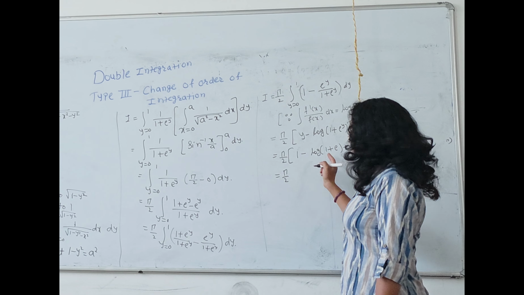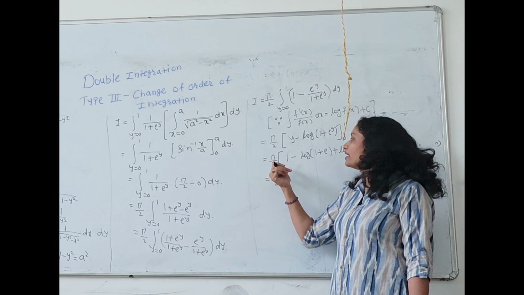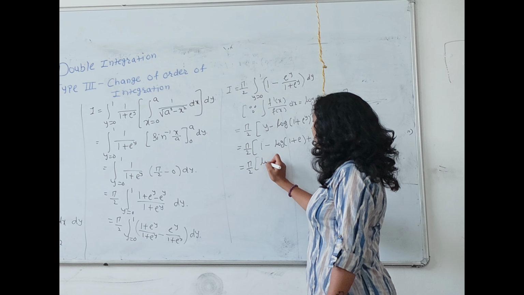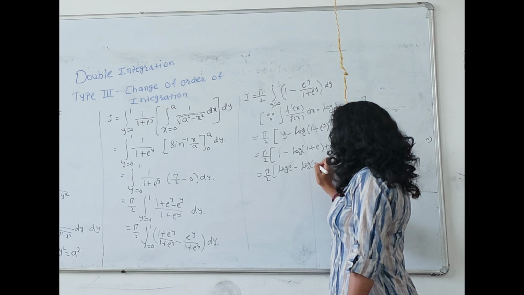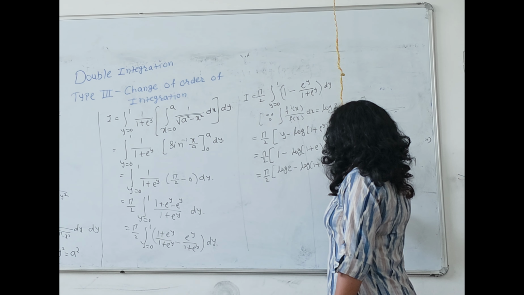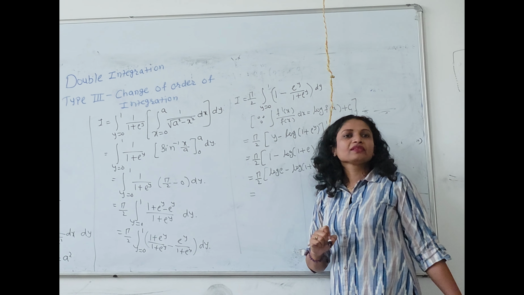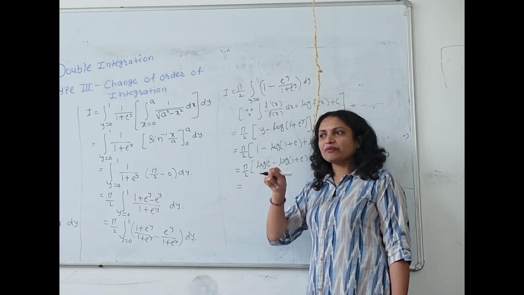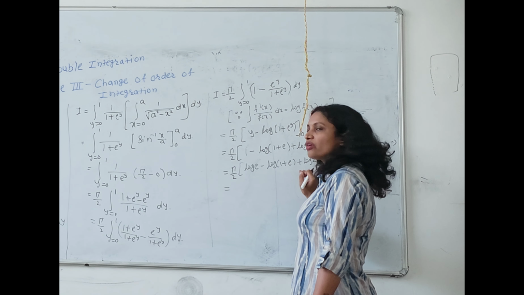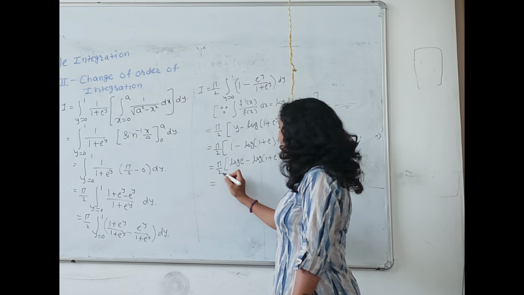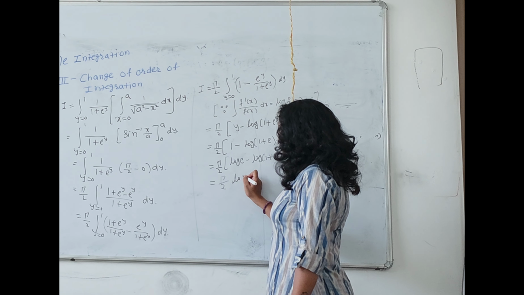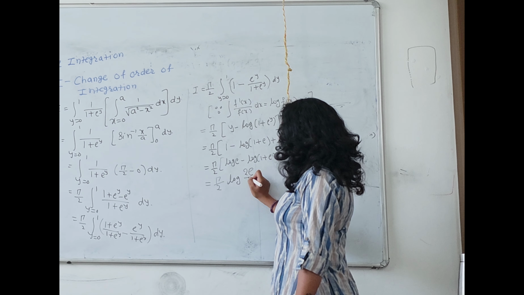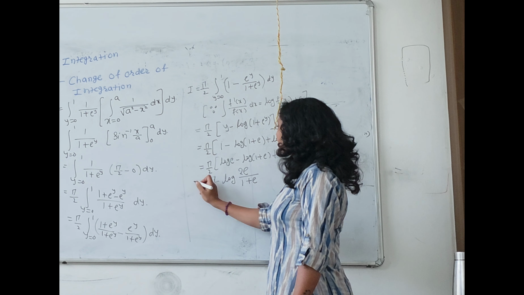Now as all the terms are in terms of log, how can I write 1 in terms of log? Log of e is 1, so log to the base e of e is 1. Log of 1 plus e plus log 2. So how can you use the logs property? Log of a minus log of b is log of a upon b, and log of a plus log of b is log of a into b. So we will write this as pi by 2 log of 2e upon 1 plus e. That's the final answer.